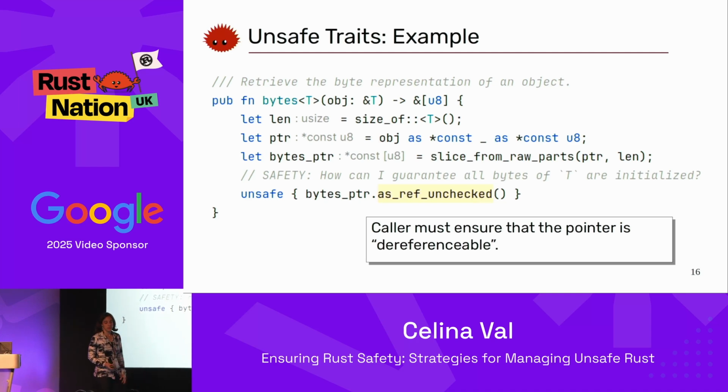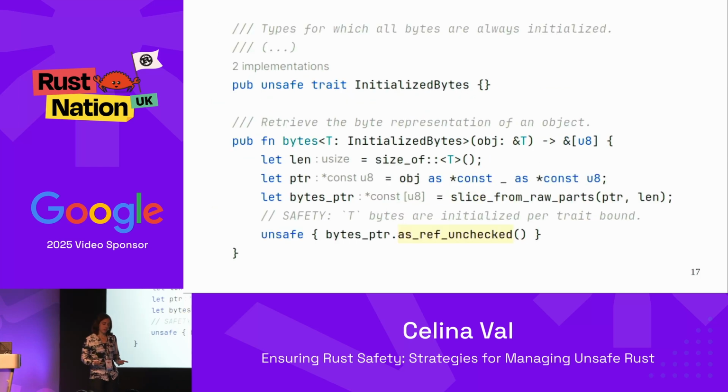I don't know T. And this is where unsafe traits come in. I can actually make a safe abstraction by adding a trait bound. I create this unsafe trait, and I explicitly say, you have to implement this if and only if all the bytes are always initialized. So for your type, you can't have any uninitialized byte. If you do implement the trait, callees can now use my function safely without leaking anything.